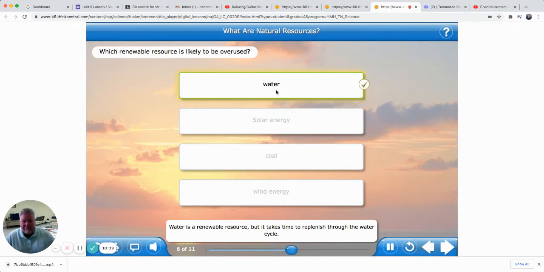Water is a renewable resource, but it takes time to replenish through the water cycle. Solar energy and wind energy are both renewable, while coal is non-renewable. Water is also renewable, but unlike solar and wind energy, it takes a while to be replenished.